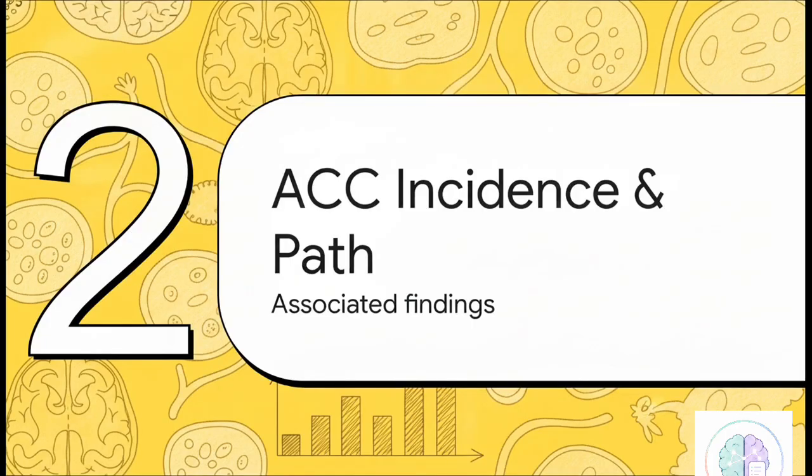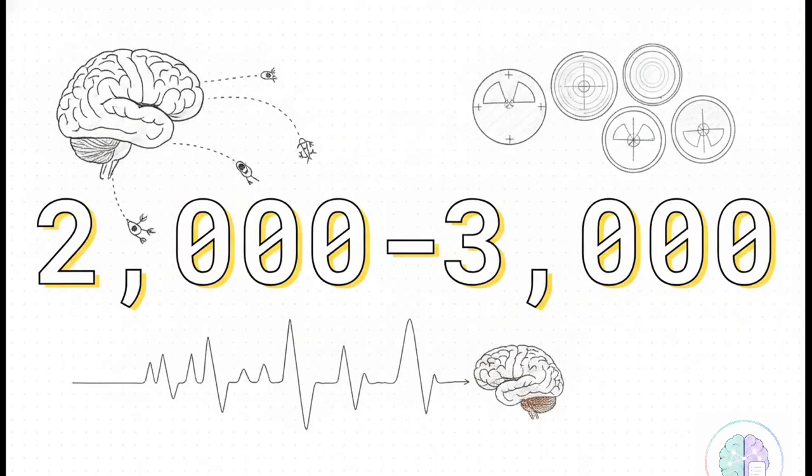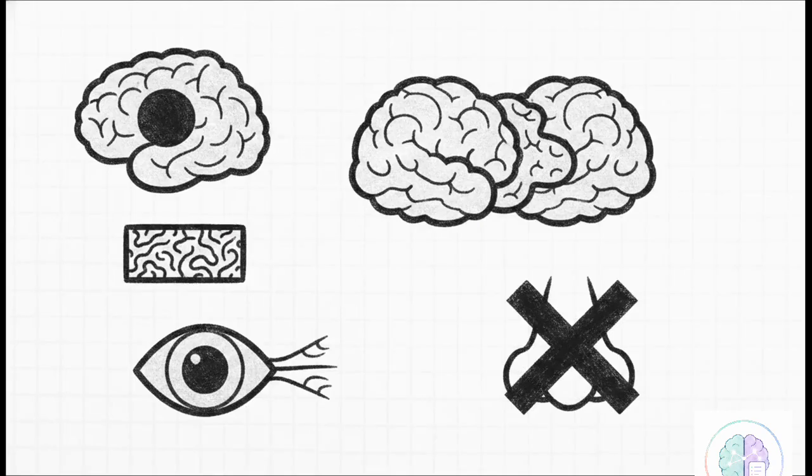Moving right along to section 2, ACC incidence and neuropathology. You might be wondering, how often do we actually see this? The incidence is roughly 1 out of every 2,000 to 3,000 neuroradiological examinations. So while it is technically a rare congenital anomaly, it's absolutely something you'll encounter in clinical and radiological practice. You definitely need to know how to recognize it. Now, ACC rarely happens in perfect isolation.